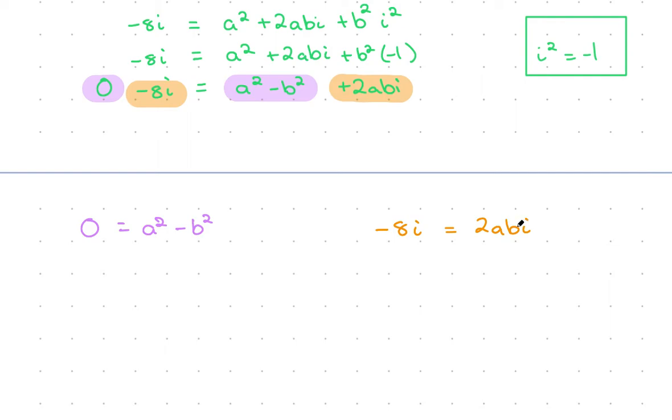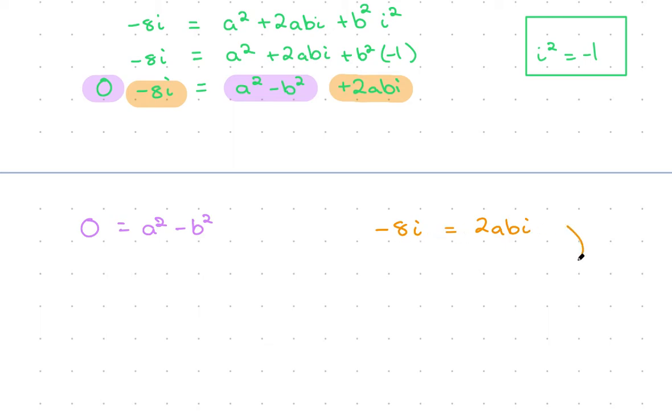Now, because it's a non-linear simultaneous equation, we can't just stack them up and take them away like we normally would. What we're doing in this scenario is we're actually looking at substitution. So I must first organize this such that I have a equals or b equals on its own. So I'm going to do that.